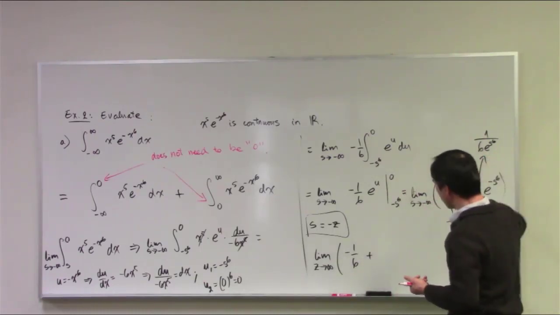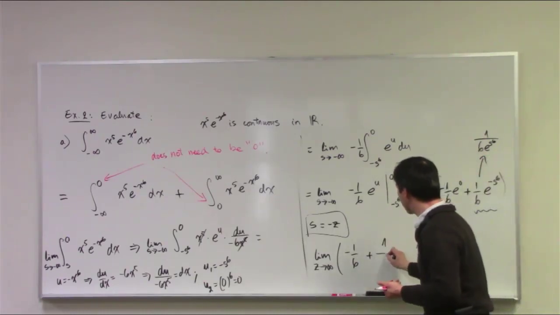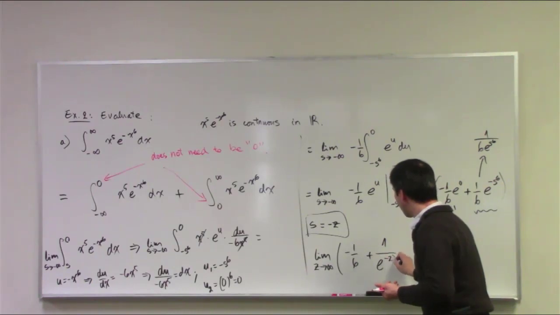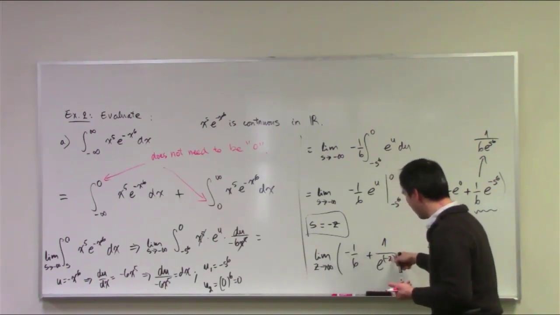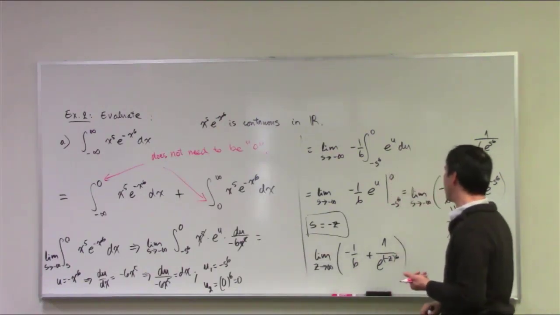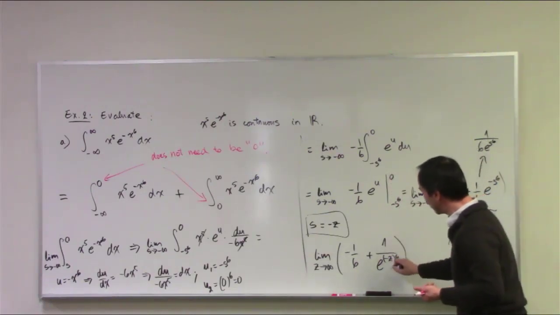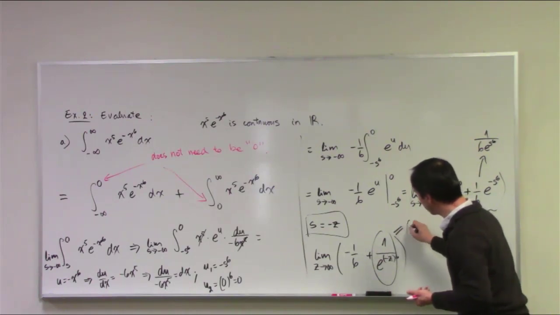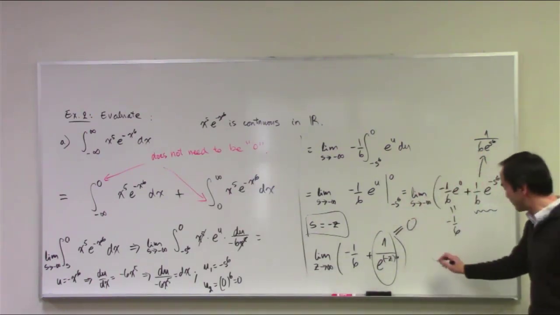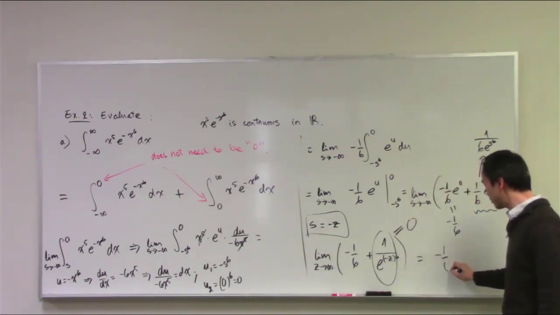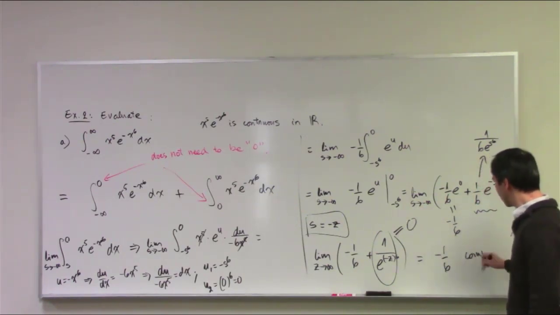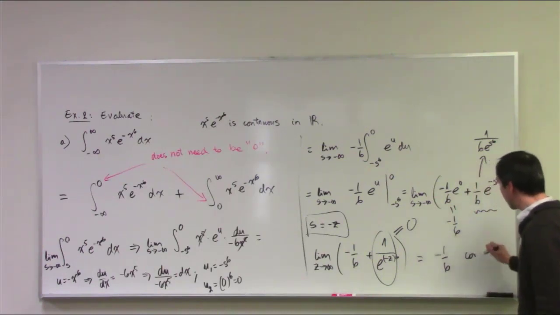Now that expression is really just 1 over e to the minus z all to the 6. But minus z to the 6 is an even power, so it's all making it positive z to the 6 here. That's why this whole term will shrink to 0. So your final answer here is negative 1/6, which is a finite number. And so you got a convergent one.